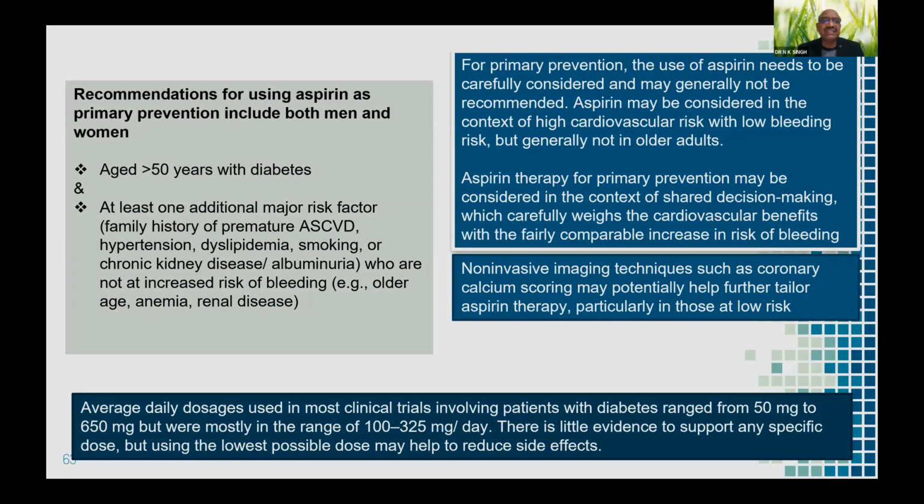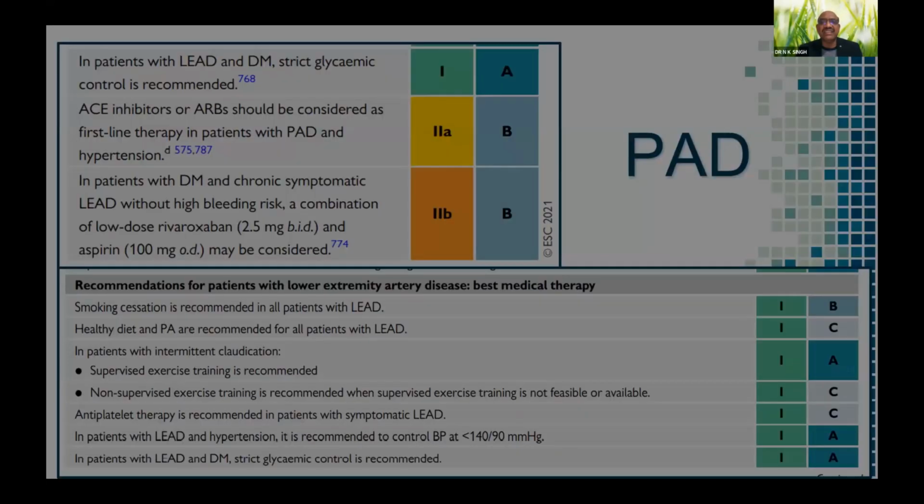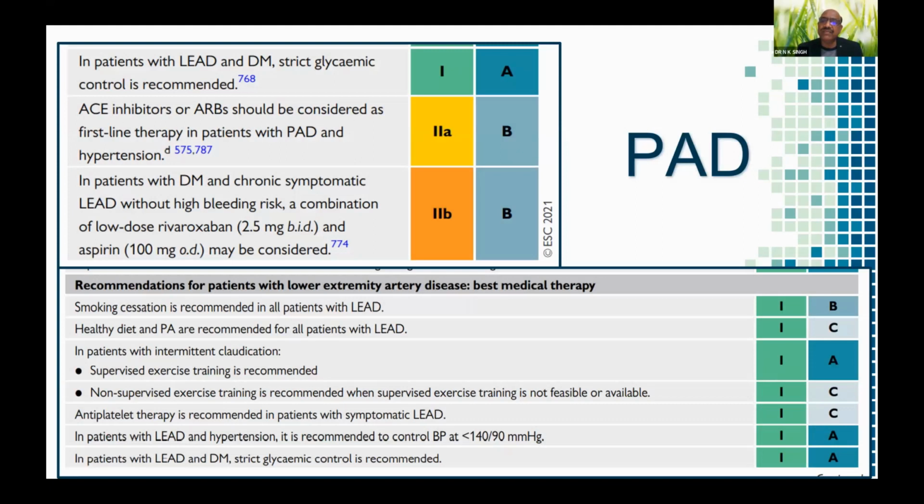So I have discussed it. Combination antiplatelet and anticoagulant therapy, combination therapy with aspirin plus low dose rivaroxaban, is emerging. I told you, you want to consider it. Now also look at peripheral arterial disease. This is very, very important.